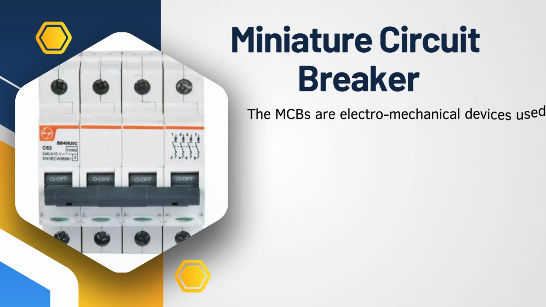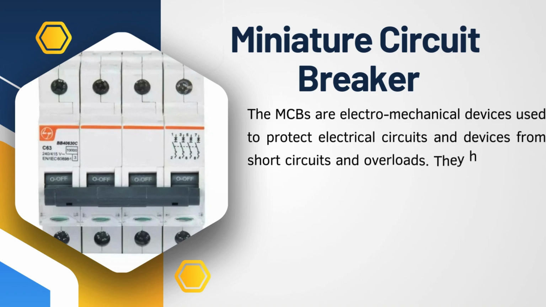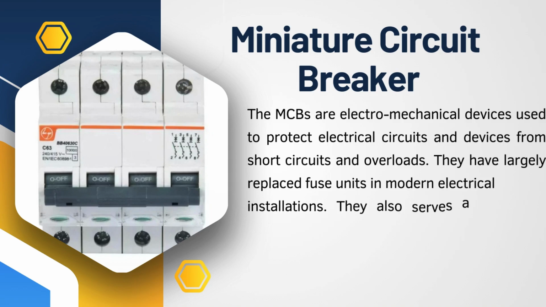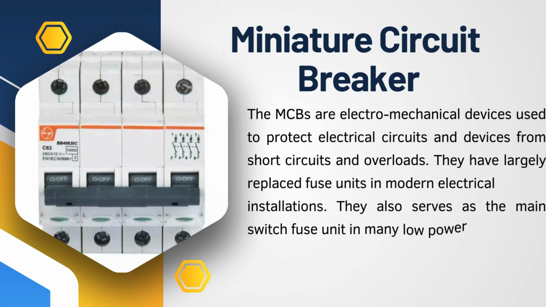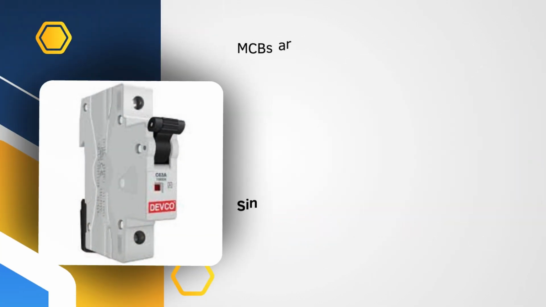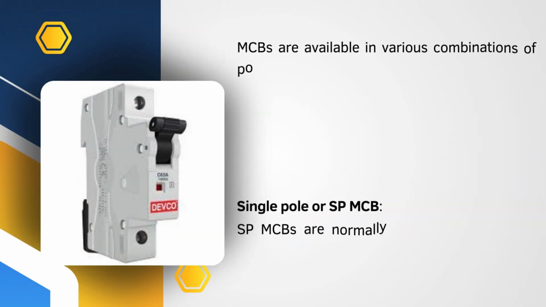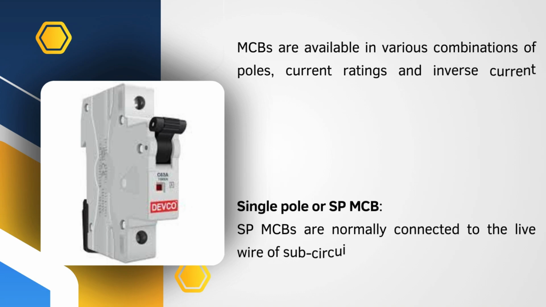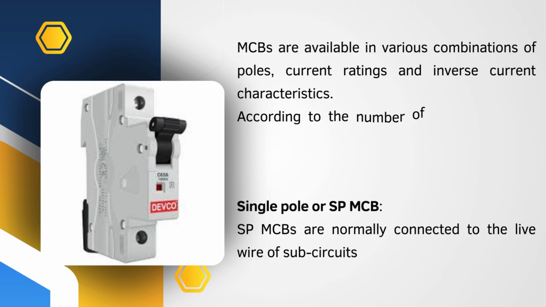Now let's discuss a very important and essential safety accessory in house wiring: MCBs or miniature circuit breakers. The MCBs are electromechanical devices used to protect electrical circuits and devices from short circuits and overloads. They have largely replaced the fuse units in modern electrical installations. They also serve as the main switch fuse unit in many low power electrical installations. MCBs are available in various combinations of poles, current ratings and trip characteristics.